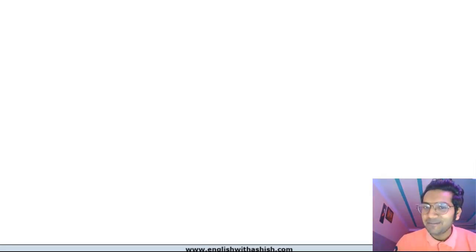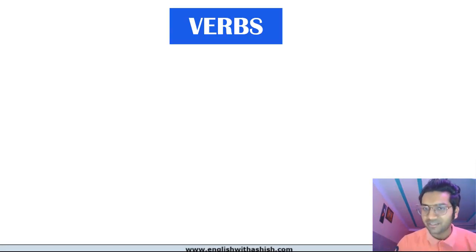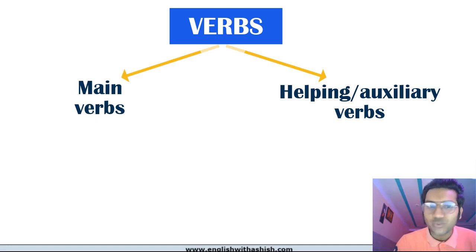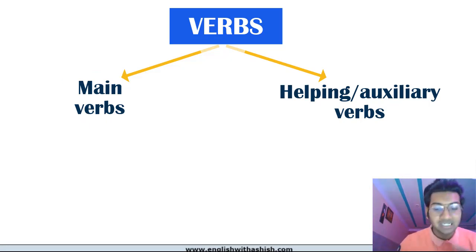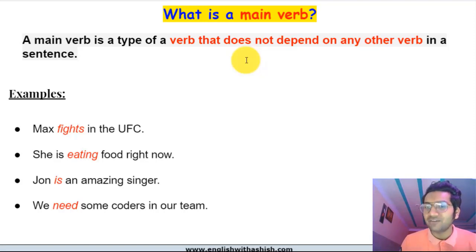Alright, everybody. Before we understand what exactly a main verb is, let me tell you something. All the verbs in English are divided into two categories, that are main verbs and helping verbs. This lesson is going to be about main verbs. We'll learn what main verbs are, different types of main verbs, how to use them in a sentence, and how to identify them. Alright, so let's start with understanding what a main verb is.